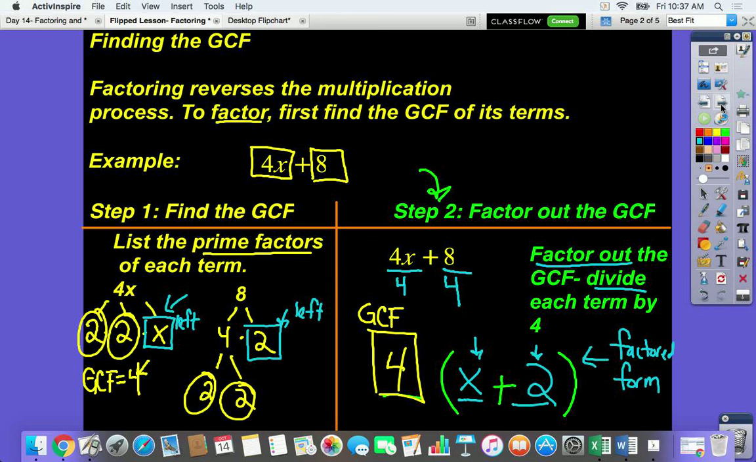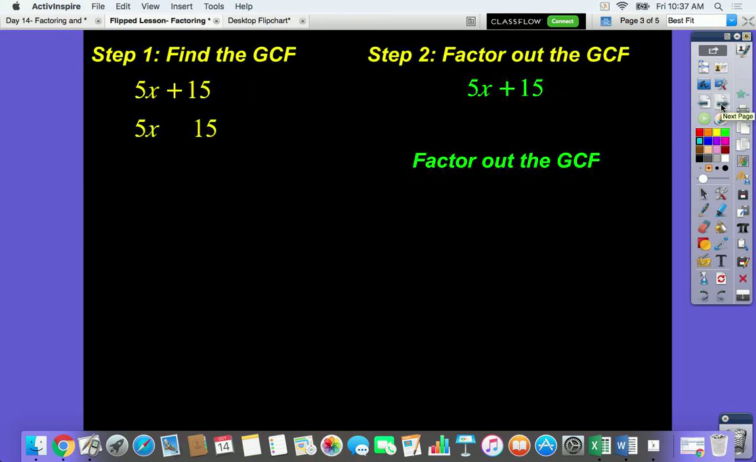Let's try another one just to make sure we're really understanding this. Okay? We'll do the same 2 steps. We're going to look for the GCF of the expression 5x plus 15. So I'm going to start by listing the factors of 5x. Well, this is an easy one because 5x is made up of an expanded form 5 times x. Okay, so those are the factors of 5x. Now I'm going to find the factors of the second term, 15, 5 times 3.